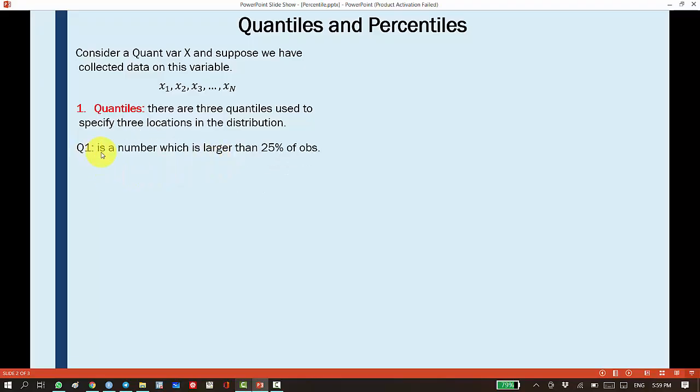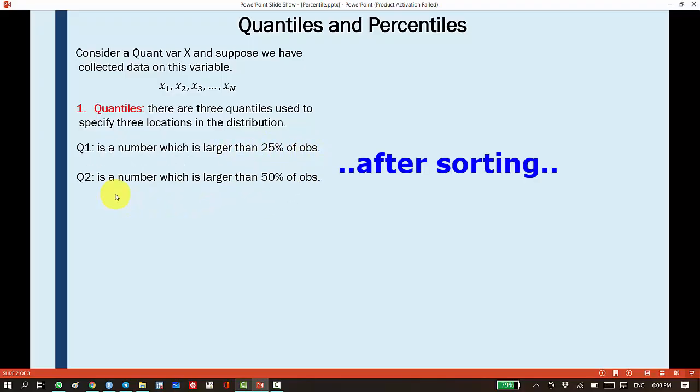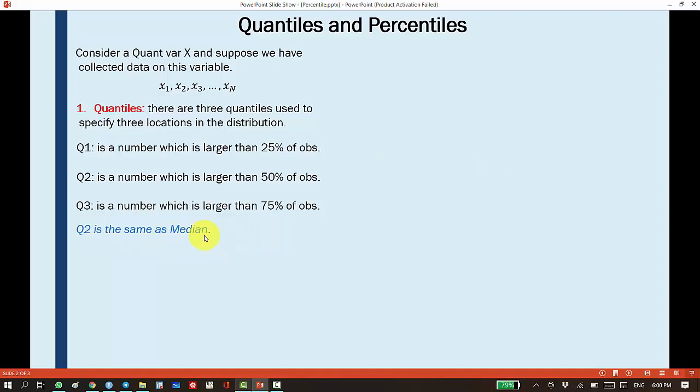Quantile 1 is a number which is larger than 25% of all observations. Quantile 2 is a number which is larger than 50% of all observations, and quantile 3 is the number which is larger than 75% of all observations. Note that Q2 is the same as median, that is, Q2 is exactly the midpoint of all observations.